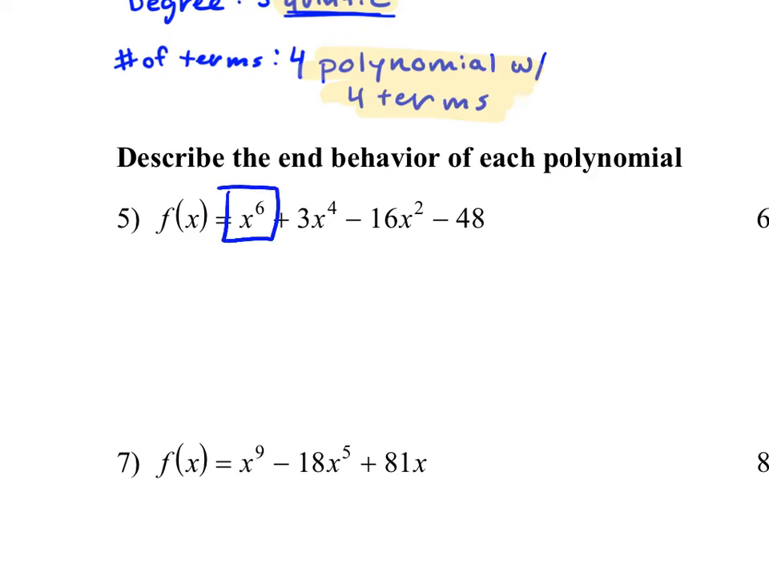So is x to the 6th power positive or negative? Positive. So what does that tell us about our right arrow? Right arrow goes up. And then is 6 even or odd? 6 is even. So does that tell us they go in the same direction or opposite directions? Same direction. So the left arrow goes which way? Same way. Up also. So we have up and up. So in words, this would be up and up.